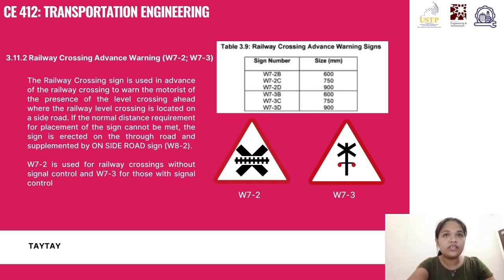Here we can see the sizes of the railway crossing advance warning signs. Sizes vary depending on road classification. Bigger signs are used on national highways for visibility.